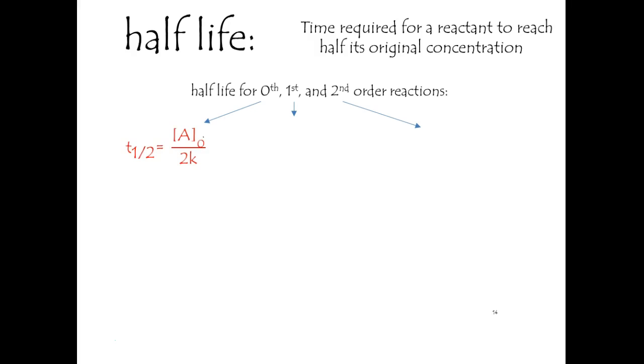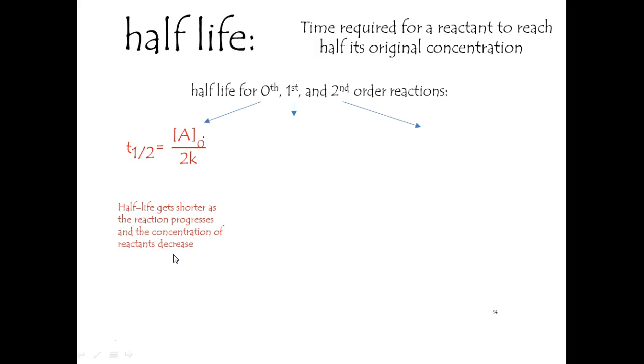So for a zeroth order reaction, the half-life is simply equal to the original concentration of that reactant divided by 2 times the rate constant. So the half-life gets shorter as the reaction progresses and the concentration of the reactants decreases.